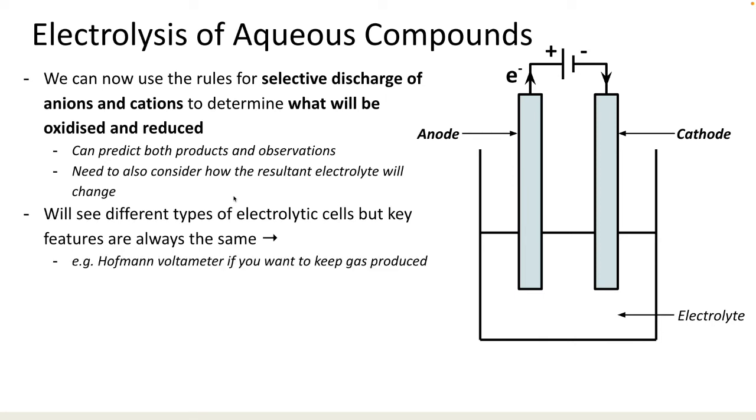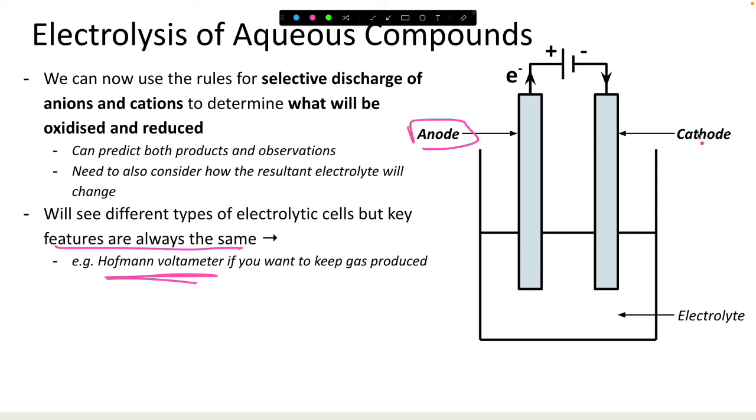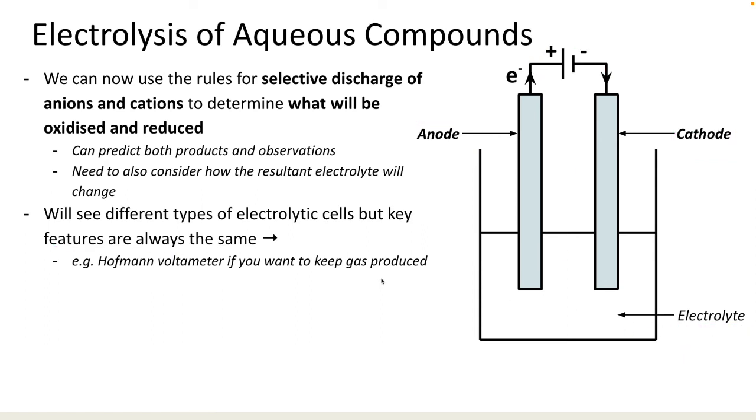In these kinds of aqueous compounds, you're going to see some other kinds of electrolytic cells, especially if you're making gases and you want to keep these gases, such as a Hofmann voltameter. You can give that a Google if you want. That's one you're likely to come in contact with when you're doing these kinds of questions. But importantly, the key features are always the same. It doesn't matter what the electrolytic cell looks like. You're always going to have an anode, a cathode, a power supply, and an electrolyte. It just might be arranged in a slightly different configuration.